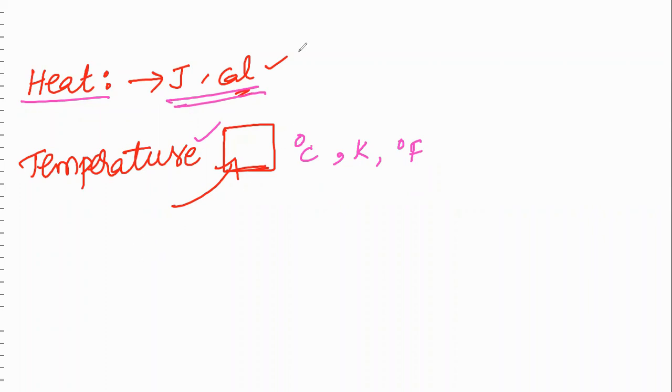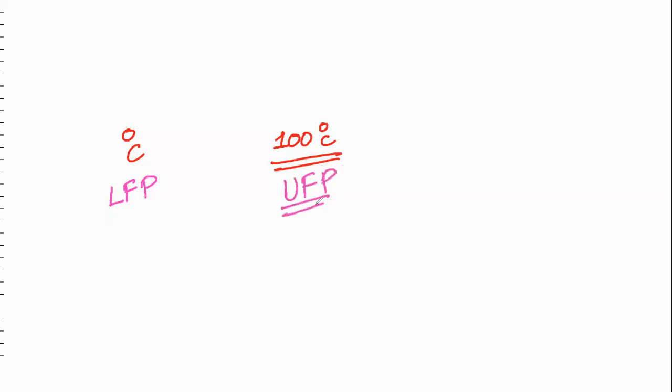Different scales are taken based on the melting point and the boiling point. The melting point of ice is taken as 0 degrees centigrade, and the boiling point of water is taken as 100 degrees centigrade. The melting point of ice is called the lower fixed point, and the boiling point of water is called the upper fixed point. For all the scales, they have designed it like this only.